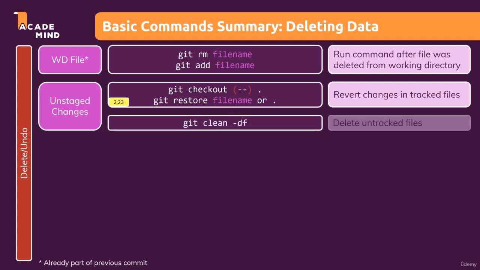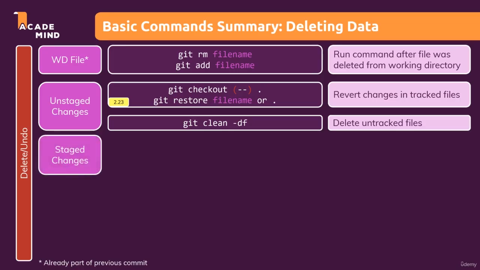If we have untracked files, so files newly created since the last commit, we can simply use git clean and then -df. Don't forget, d is the deletion part, f stands for force here. Before -df, you can use -dn to give you an overview, a list of the files and folders which would be deleted. This is the command you need to delete untracked files.